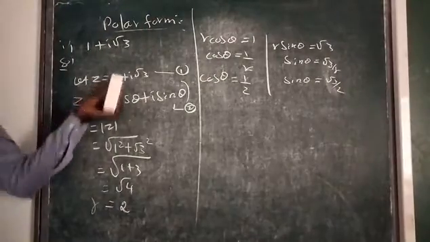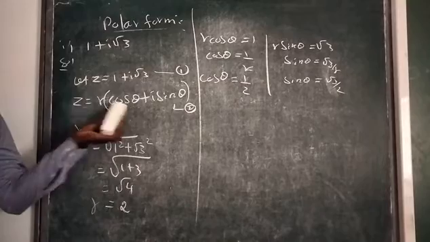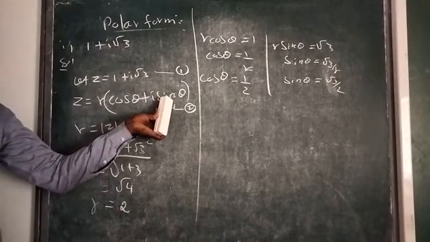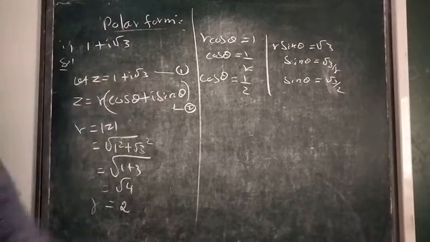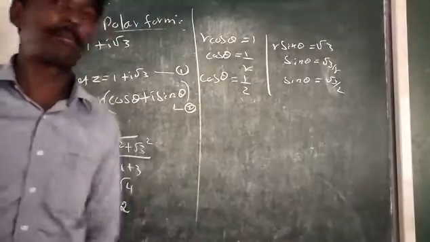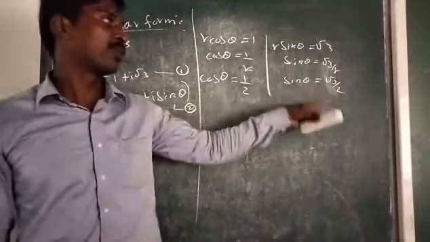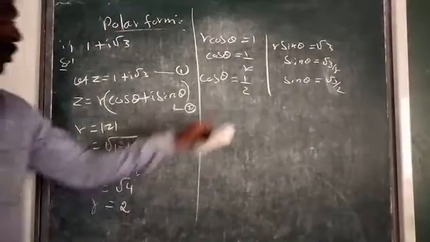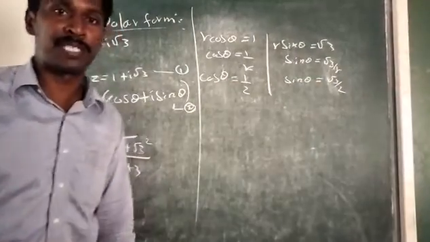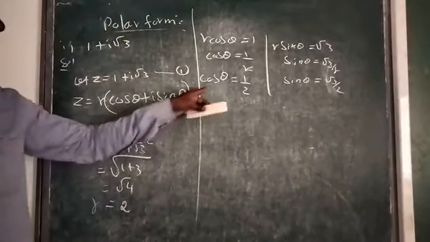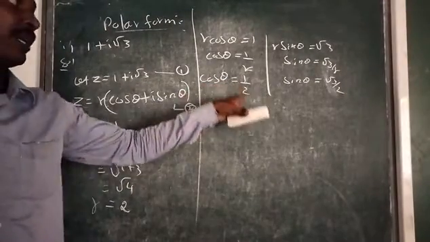Here r cos theta is the real value and r sin theta is the imaginary value, so we equate the real and imaginary values. Sometimes minus 1 by 2 and minus root 3 by 2 will come. Don't worry about whether it is negative or positive; just find the value that you substitute for theta.